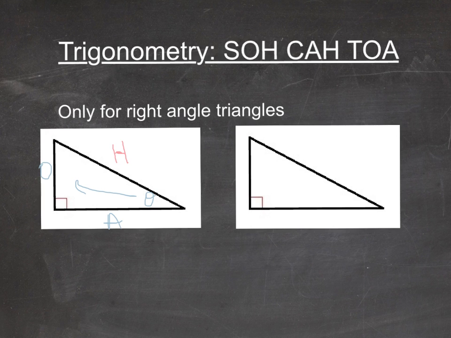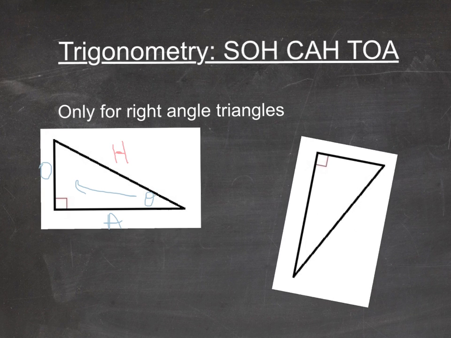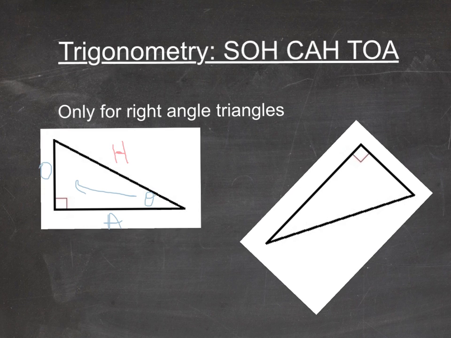Just be careful too, I can orient my right angle triangle however I want, so I could spin it like this. So now let's say my focus angle is up here, or down here I guess, and I want to name my sides. My hypotenuse is always the side that's across from the right angle, so that's going to be this side here. My opposite side, based on my focus angle where theta is, is going to be this one here, and then my adjacent side is this one here.